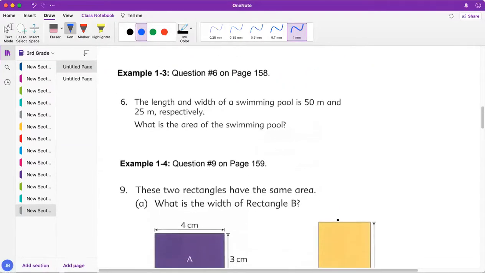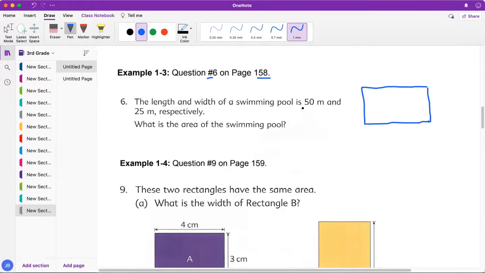All right, what about question 6? And this is on page 158. This one says the length and width of a swimming pool is 50 meters and 25 meters. What are we doing? Area of rectangles. Are we doing the next lesson? Yep.